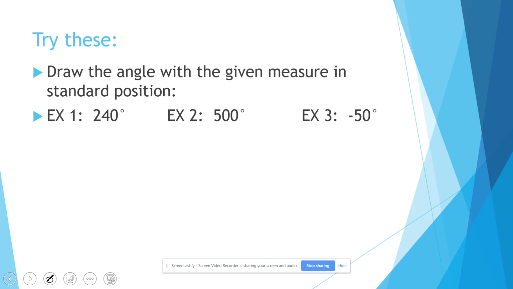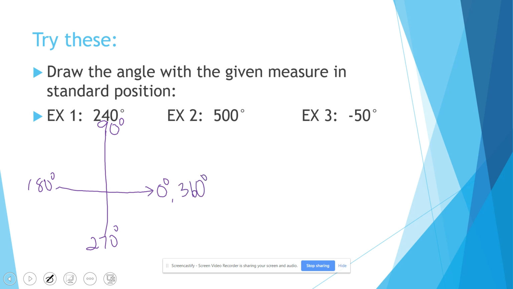So drawing the angle with the given measure in standard position. Let's talk a little bit first. So this is our beginning. This is our initial side at 0 degrees. This is positive 240, and so we have 90, 180, 270, and then a full circle is 360. 240 degrees would come over here in between 180 and 270, maybe about right there.